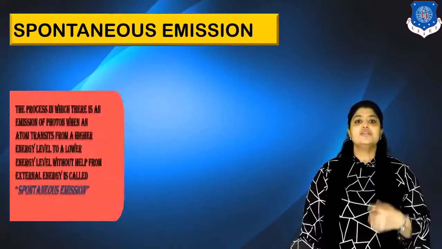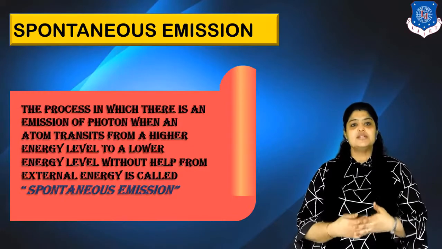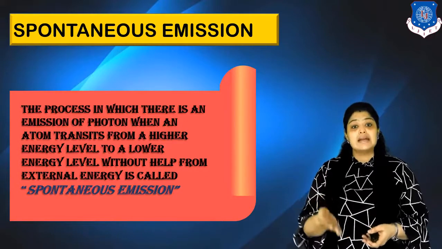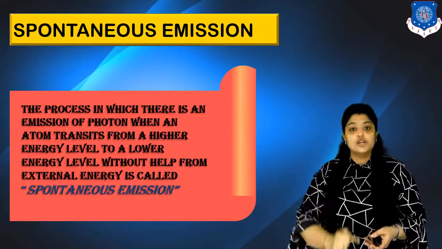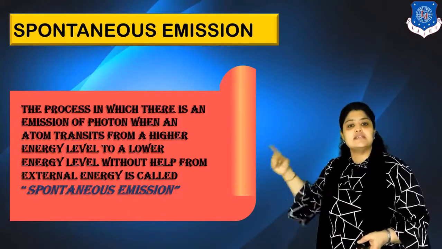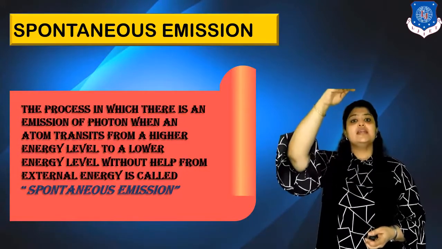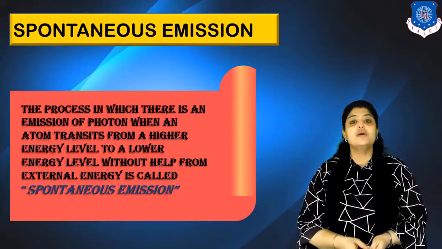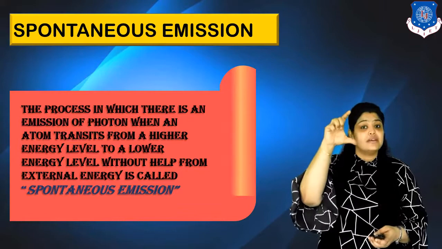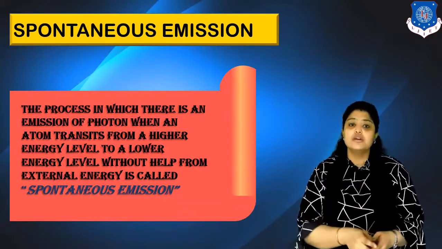Now let us move on to the second process, that is known as spontaneous emission. Spontaneous emission is a process in which there is emission of a photon when an atom transits from a higher energy level to a lower energy level without help from an external source. This is what is spontaneous emission. So without any external help, the atom which was already in the higher energy level is now moving on to the lower energy level. As we all know that energy can never be destroyed, so what happens to the energy difference? Because it goes from higher energy to lower energy, that energy is released in the form of a photon.